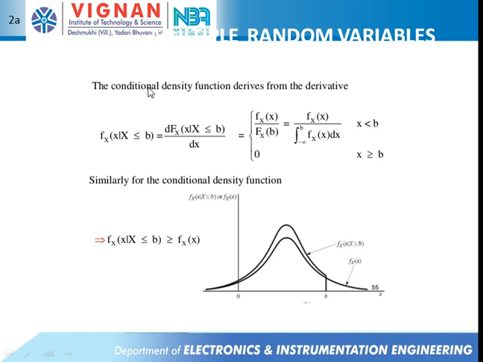Going to the conditional density function, question number 2a: the conditional density function derives from the derivative. The density function we now have to represent with small f. If you differentiate the distribution function, we will get the density function, and the corresponding response looks like this.